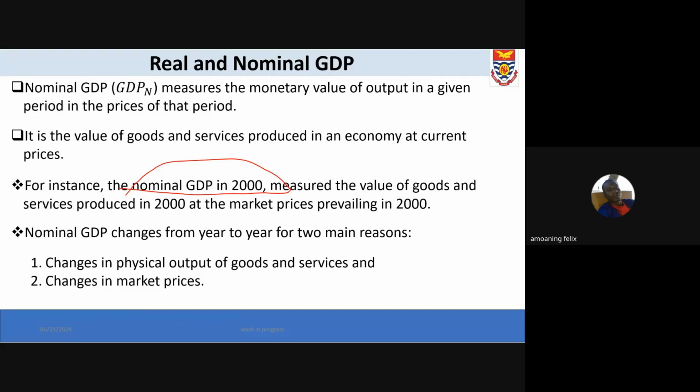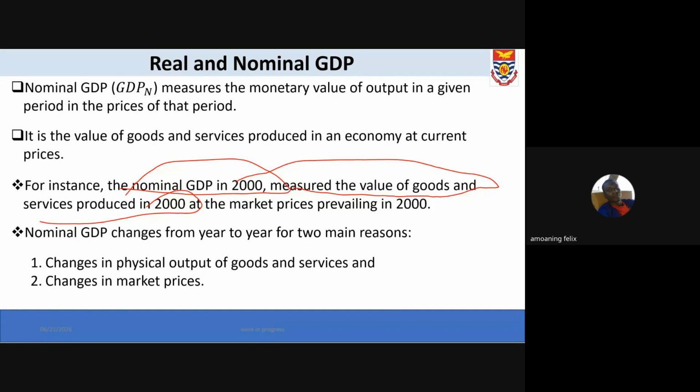It means that it measures the value of goods and services that was produced in the year 2020 at the market price or at the prevailing price. So it tells you that the nominal GDP, we are measuring it using the price of 2020 and the output in 2020.